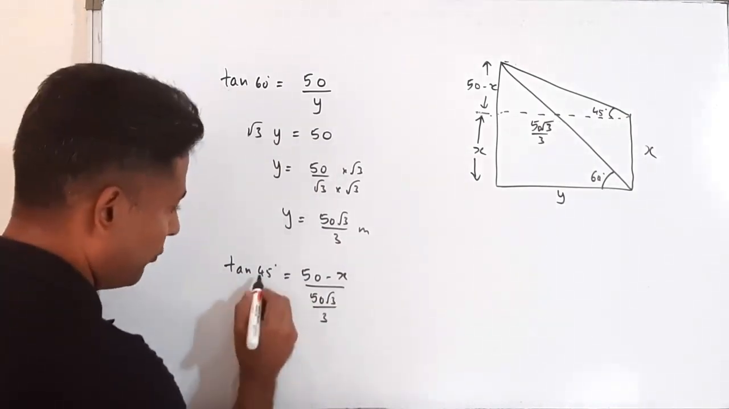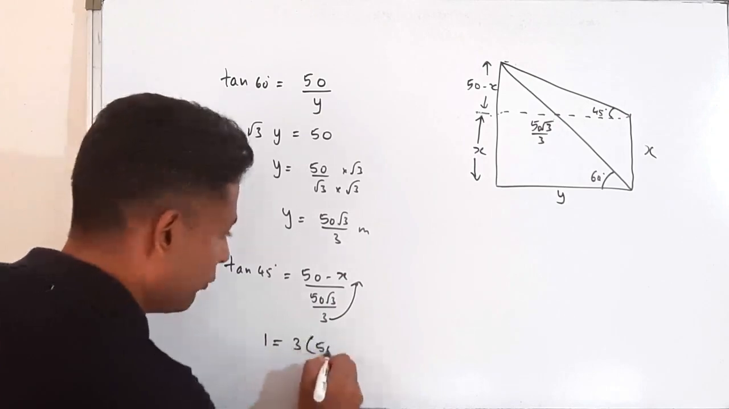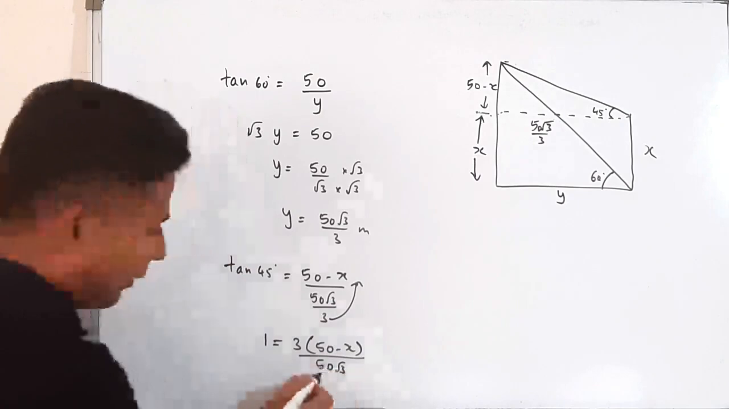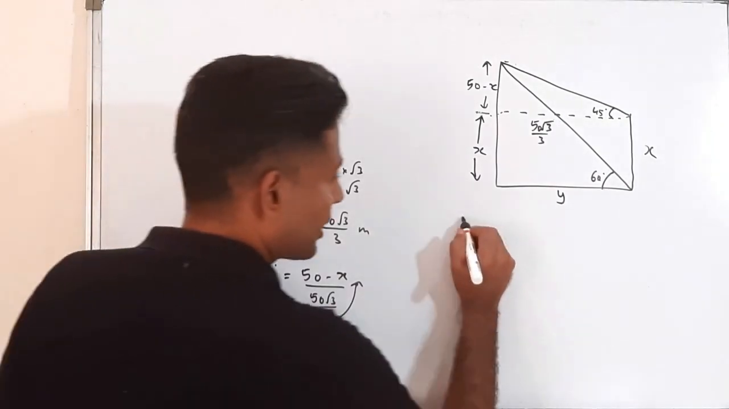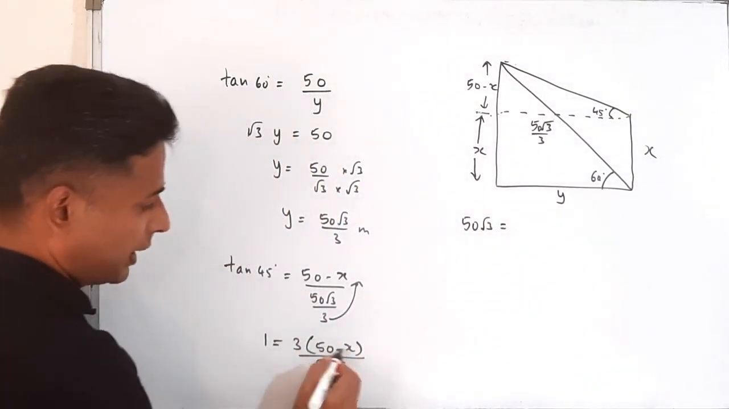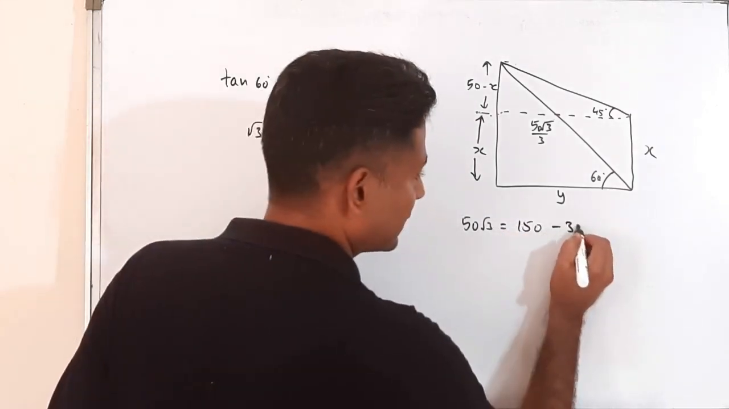Now this 3 will go up. We know tan 45 is 1. This 3 goes up. It becomes 3 into 50 minus x by 50 root 3. Now I'll transpose this 50 root 3 this side. It becomes 50 root 3 into 1. That is 50 root 3 equal to 3 into 50 minus x. 3 into 50, 150 minus 3x.